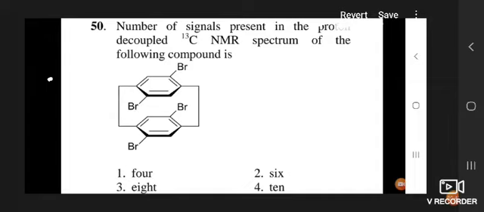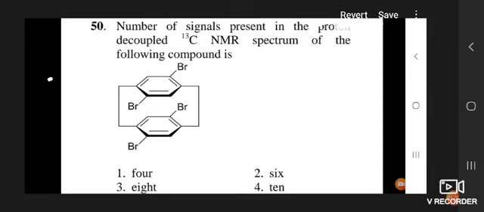Now, proton decoupled C13 NMR means the hydrogens which are directly attached to the carbon do not couple with that particular carbon, that means carbon 13. So that's why it is called a proton decoupled C13 NMR spectrum.